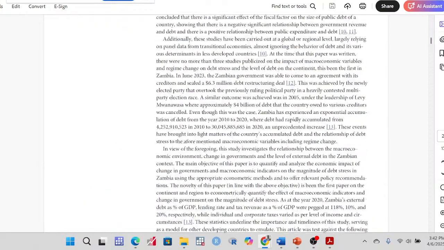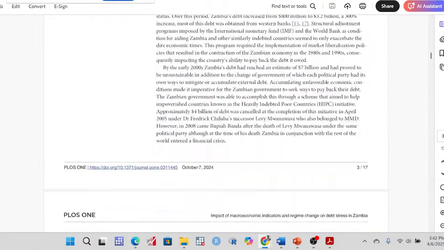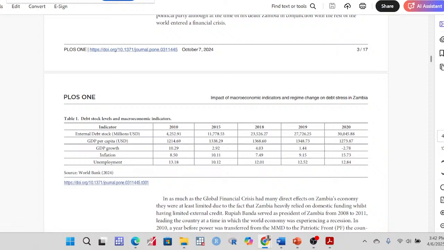And you notice that when you come to one of the sections here, our external debt in 2010 was 4 billion, and then in 2015 it was 11 billion, and as at 2020 when this paper was analyzed, it was over 30 billion, right?